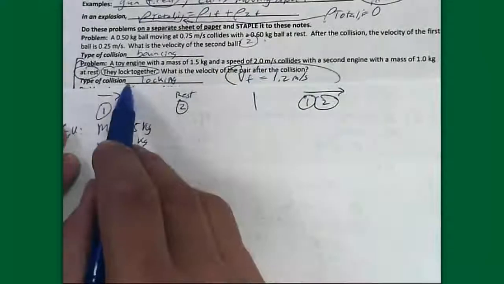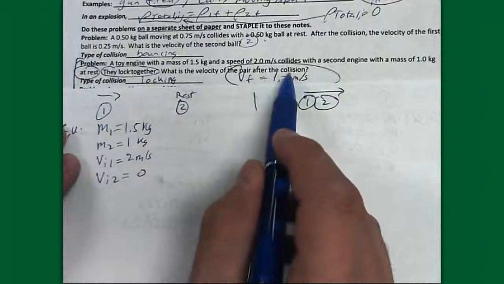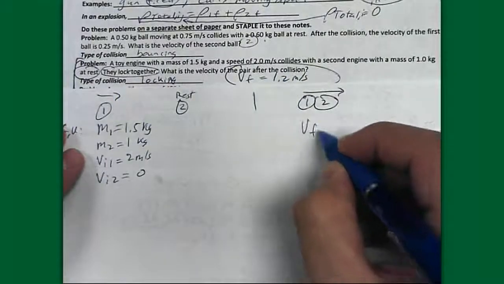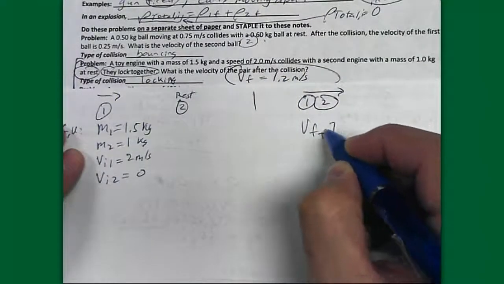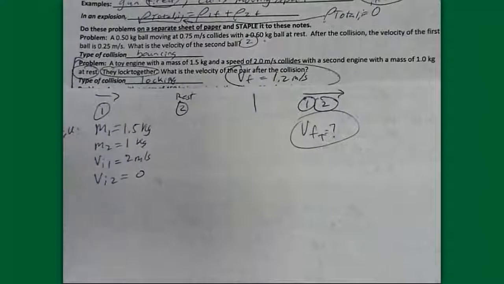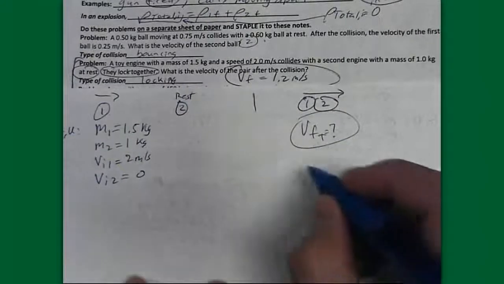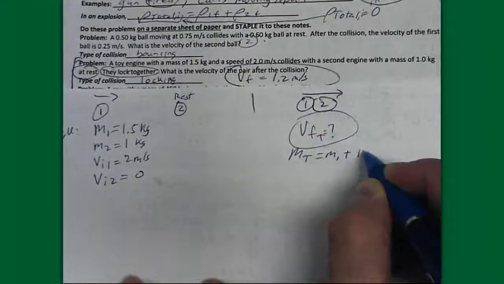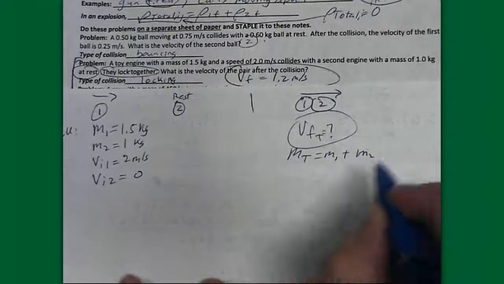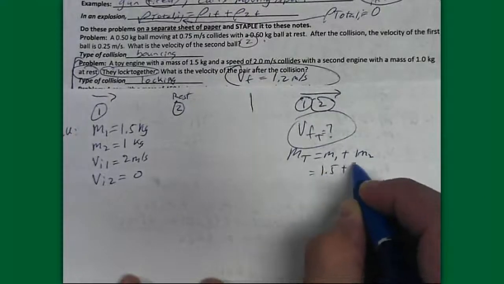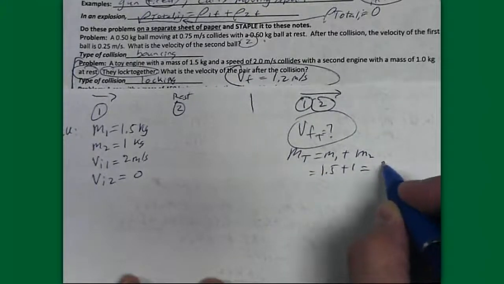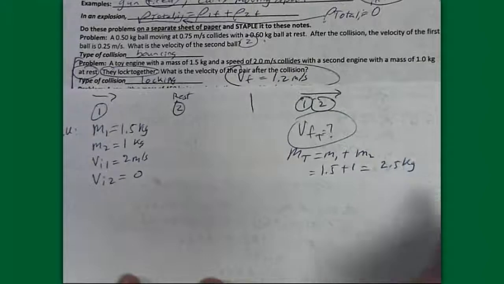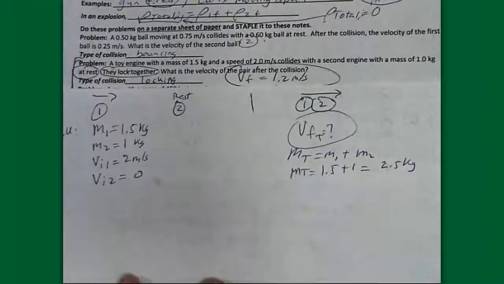After the collision, they lock together. We want to know the velocity of the pair after the collision. So we don't know this total final velocity. Okay? And the mass is going to be the same. You can define it if you want to. The mass of this pair, the total mass, equals mass 1 plus mass 2. So that's 1.5 plus 1, which equals 2.5 kilograms. That's the total mass.